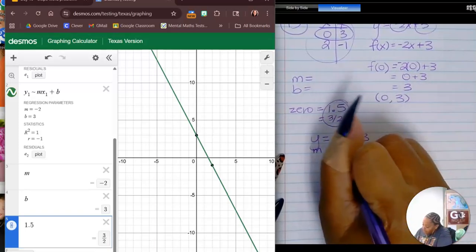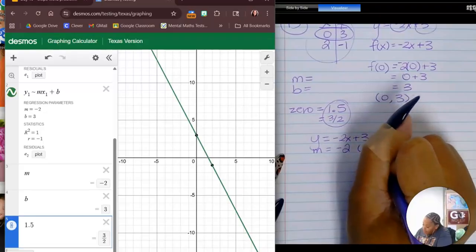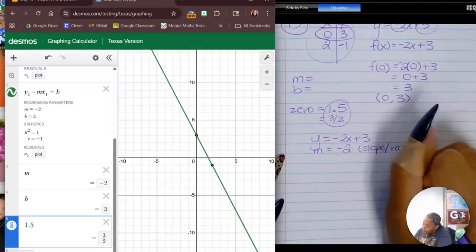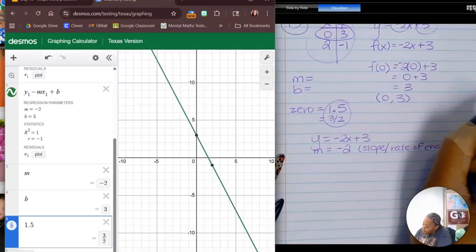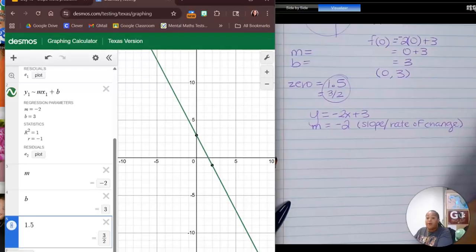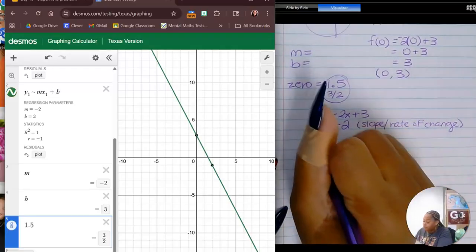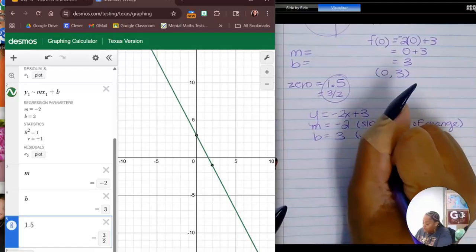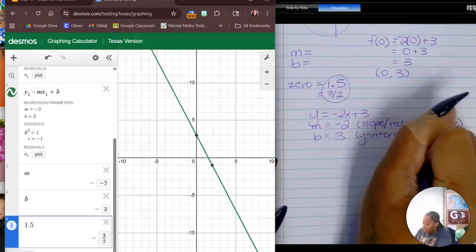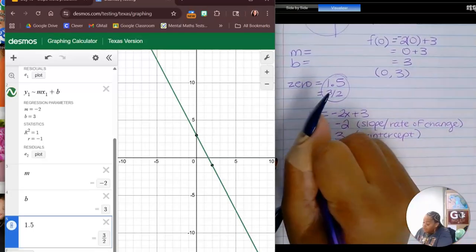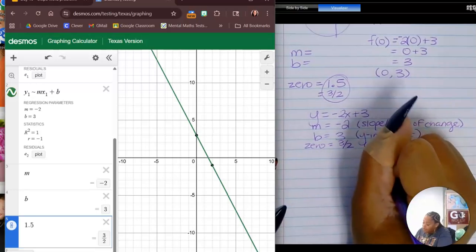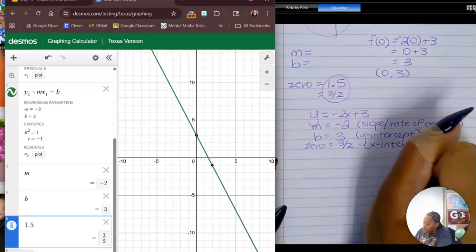M equals -2. This is my slope. Slope is also my rate of change. I am responsible for knowing how to do all of these for my CFA on Friday. My B is my y-intercept, which is 3. My 0 is 3/2, which is my x-intercept.